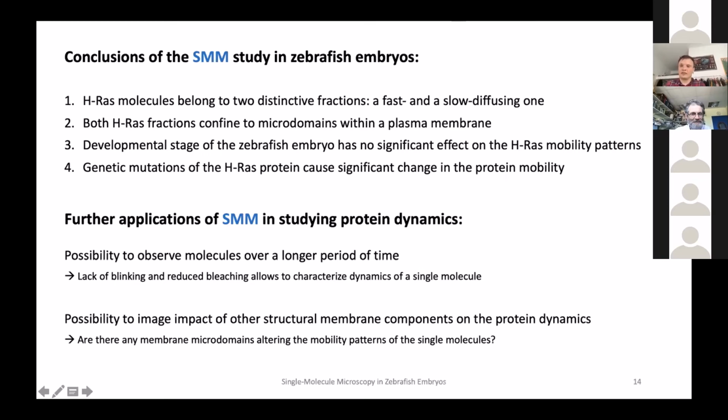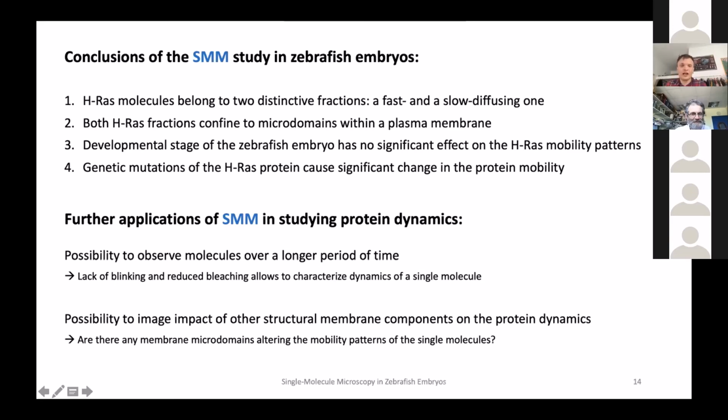And then we saw that genetic mutations have a significant impact on the protein mobility dynamics. What is interesting is that even in the fast fraction, the constitutively active HRAS is characterized by larger confinement areas. What influences that movement, whether there are some structural components, or whether this is the rearrangement of the cytoskeleton, is yet to be determined.